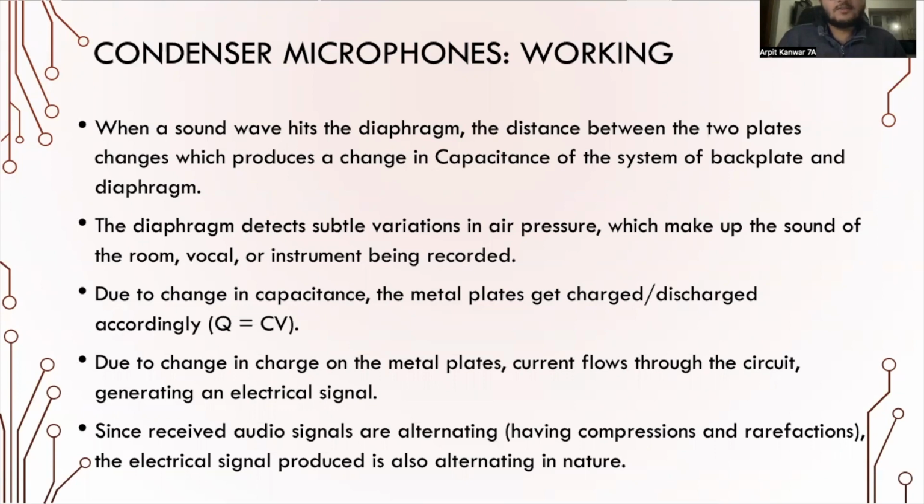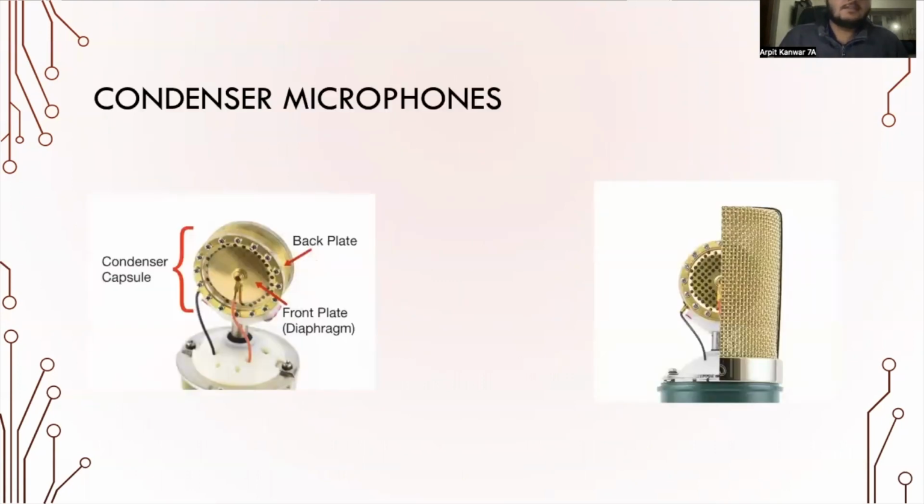Since received audio signals are alternating, that is, they have compressions and rarefactions, the electrical signal produced is also alternating in nature. Hence, we get an alternating voltage generated, and audio signals are converted to electrical signals by condenser microphones in this manner. These are a few pictures of condenser microphones.